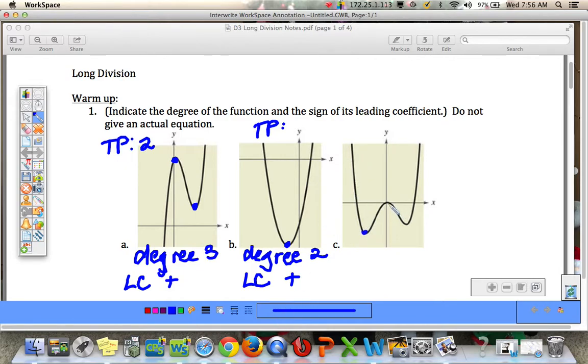This one has 1, 2, 3 turning points. It's an even function because it ends up the same way, so this would be degree 4. And the lead coefficient, again, since they're both positive, would be positive.